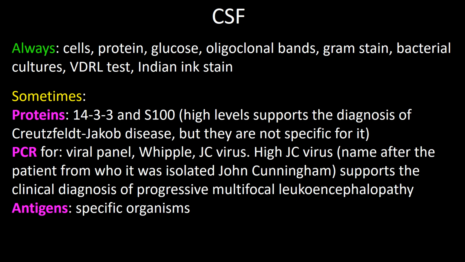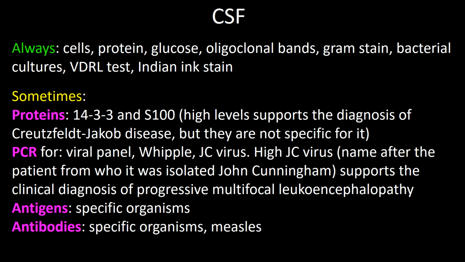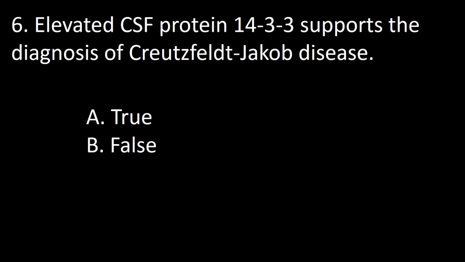Antigens for a specific organism should be requested. Antibodies for different organisms, including measles, should also be done. Cultures for suspected organisms should also be ordered. All these things that I just mentioned should all be done if there is clinical suspicion that the patient has one of these entities. So the answer to this question is A.